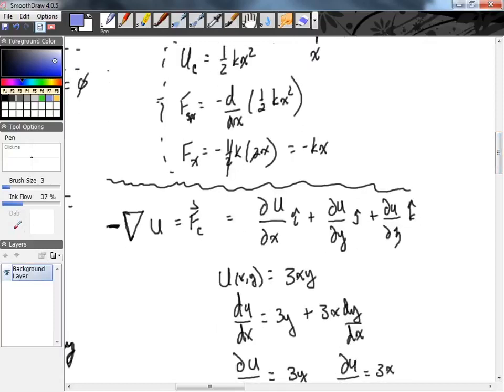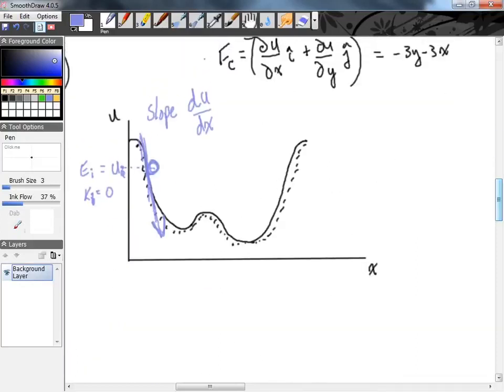Right? du/dx is the force. The slope of this line equals du/dx, which equals the negative of the conservative force. Very nice. So, a couple of cool things.